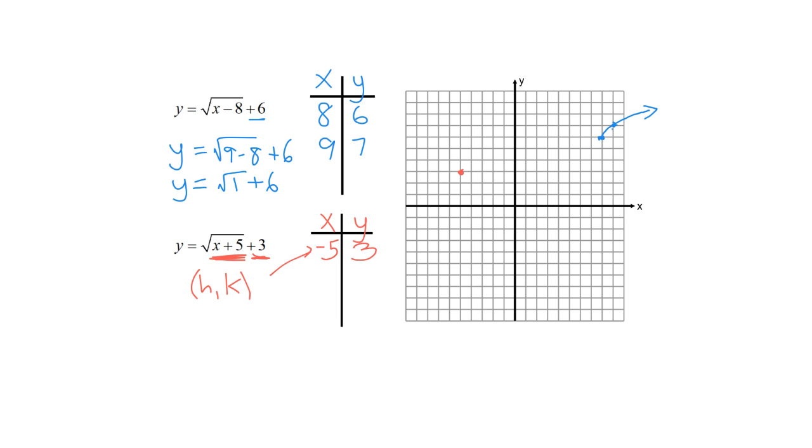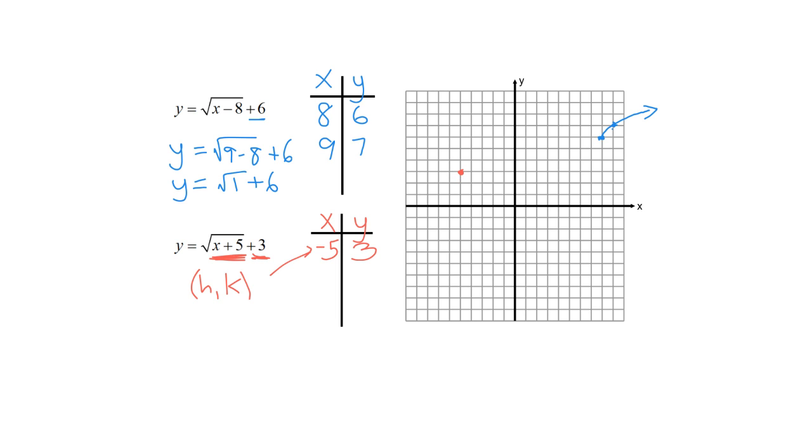So we have the point negative 5, 3, which is right here. Now, if you're thinking, I didn't think x could be negative, x can be negative. It's just that what we have under the root can't be. Now, if I put negative 5 in here, negative 5 plus 5 is 0. The square root of 0 is 0, and then 0 plus 3 is 3, and that would be our y value. So negative 5, 3 works for this function.